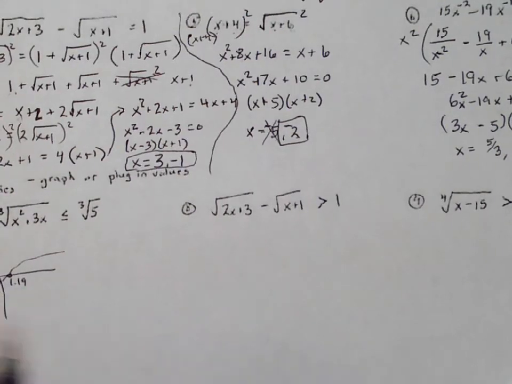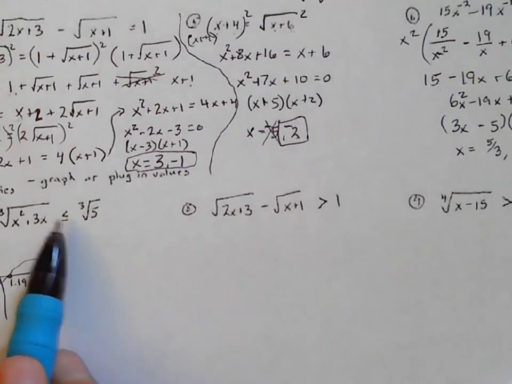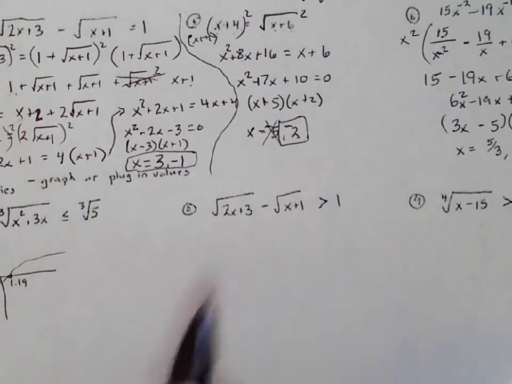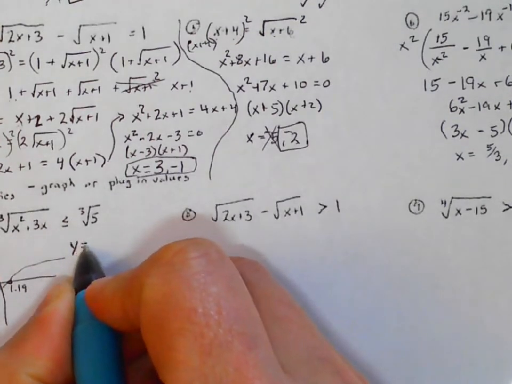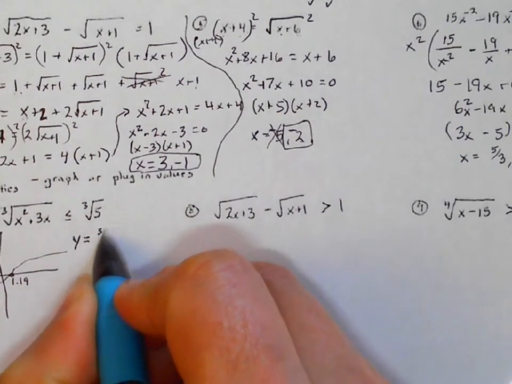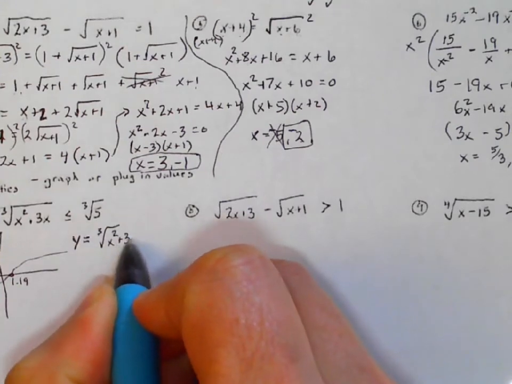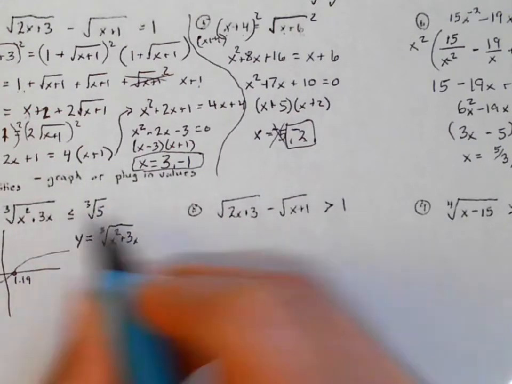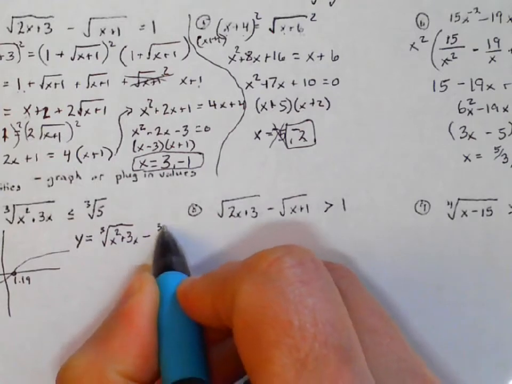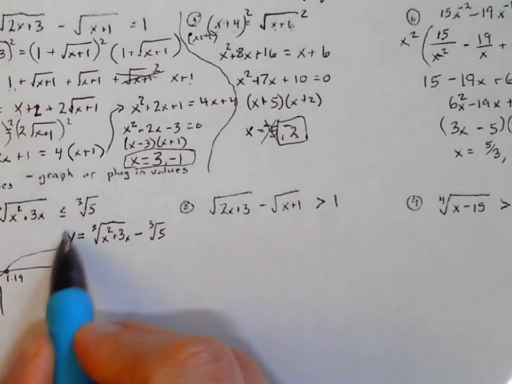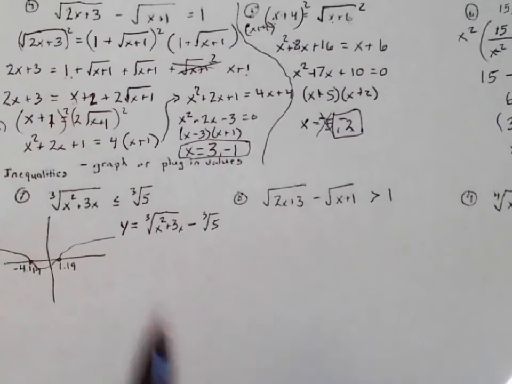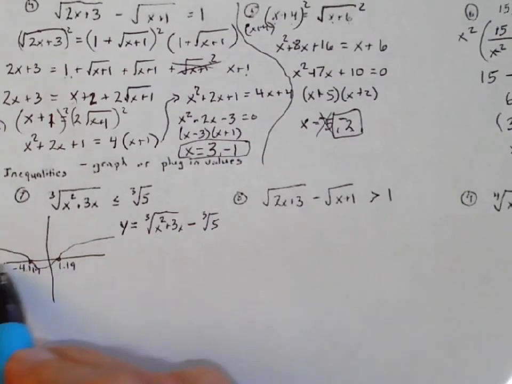Okay, now to get this graph, what we have to do is get this equal to 0, or y equals. So what we'd want to do to graph it is to y equals on Desmos the cubed root of x squared plus 3x, and we want to subtract this over, minus the cubed root of 5. Okay, so you want to get it equal to 0, and then that 0 is really your y equals when you graph it in Desmos. And so you'd get a graph that looks like this.